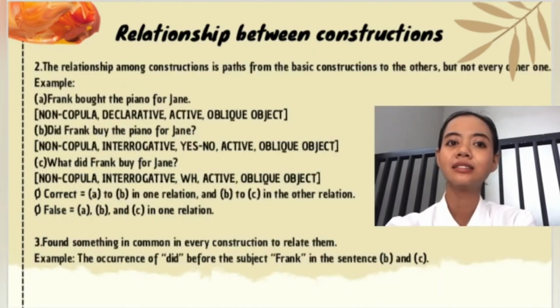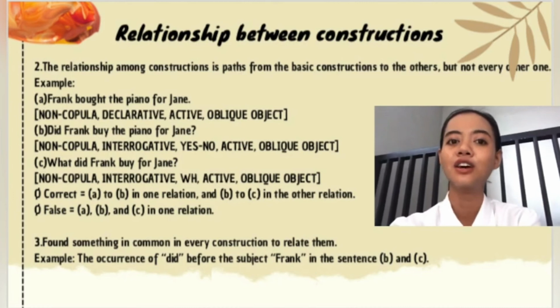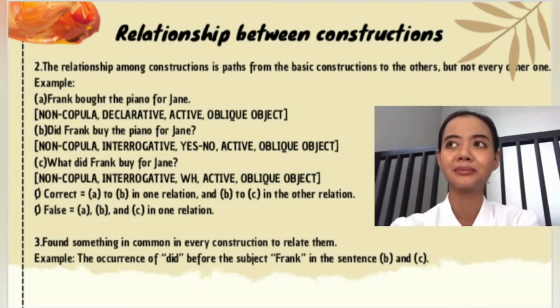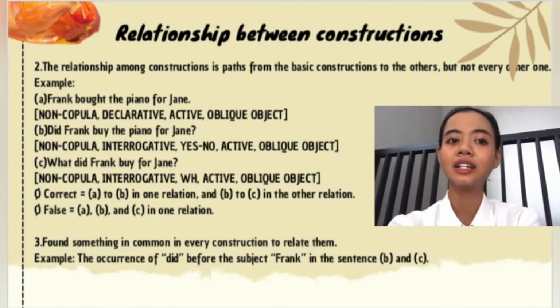The second rule is that the relationships among constructions are paths from the basic constructions to the others, but not every other one. For example, I have three sentences. The first one is Frank bought the piano for Jane. The second one is did Frank buy the piano for Jane? And the third one is, what did Frank buy for Jane?